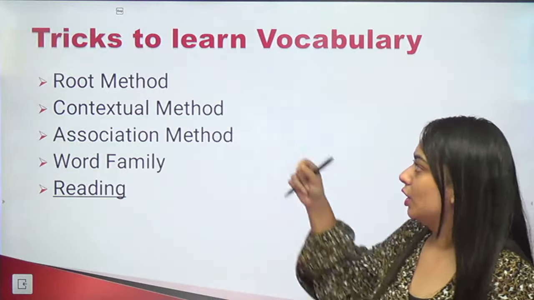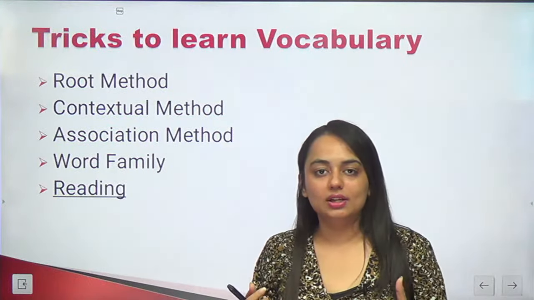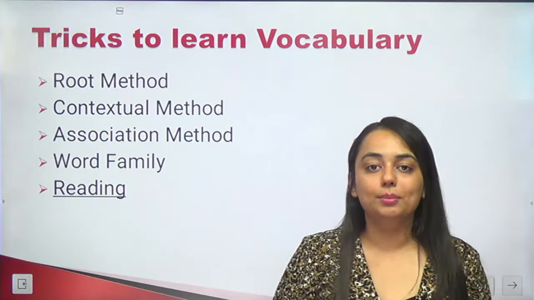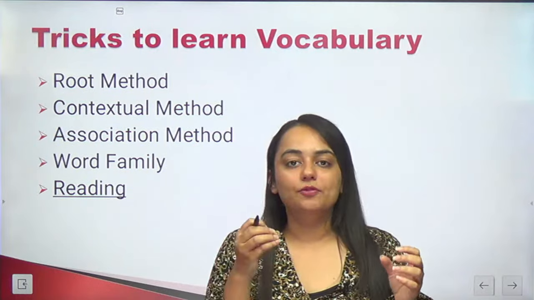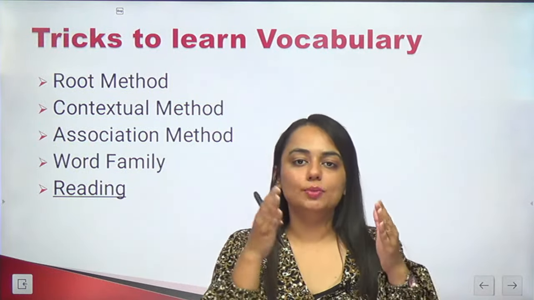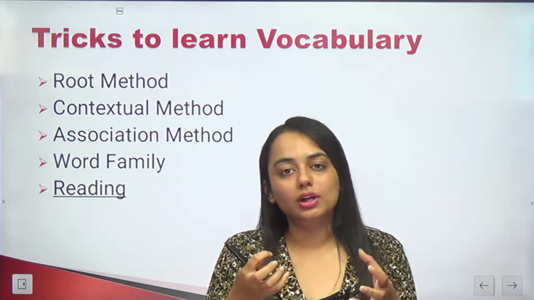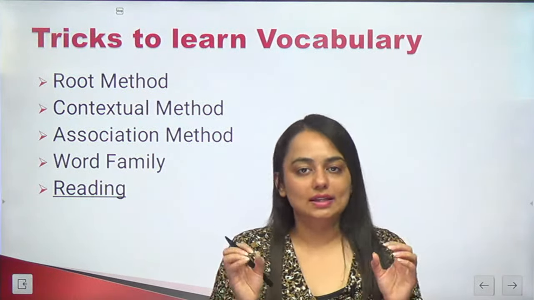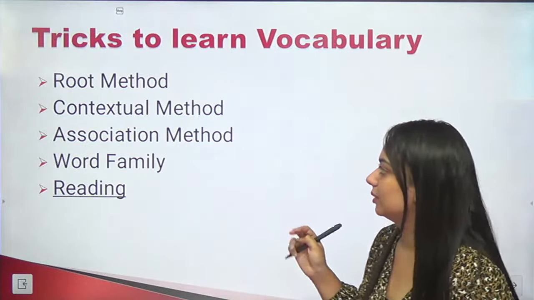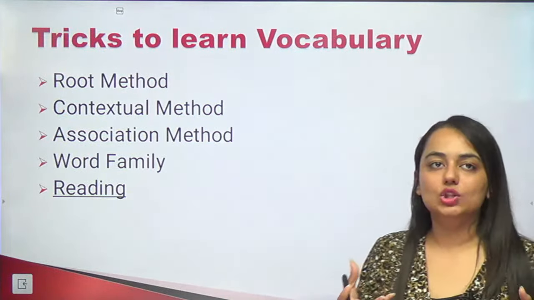The first one is root method. Root method is as in when you know the meaning of the root word. आपको एक word दिया होगा जिसे आप further divide कर सकते हैं और उसमें एक root word होगा. अगर आपको root word का meaning पता है, you will definitely be able to somewhere guess the meaning of that word. Next one is contextual method.